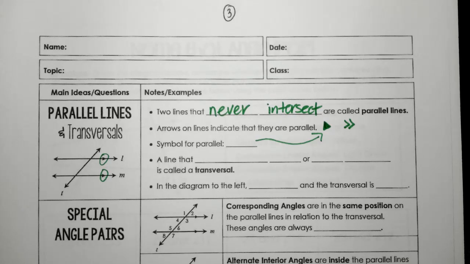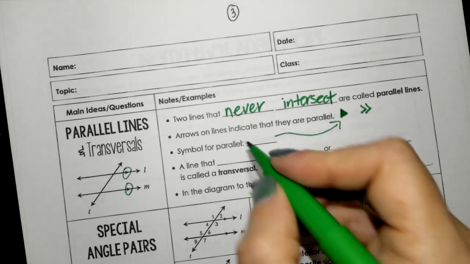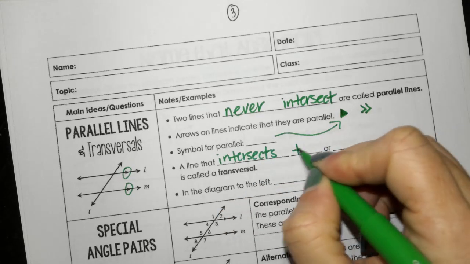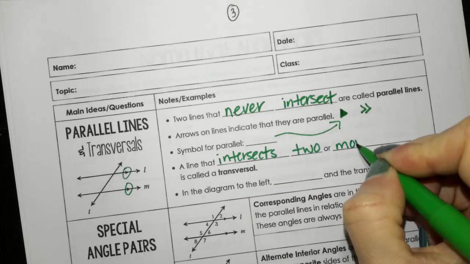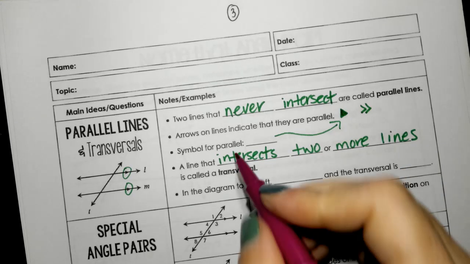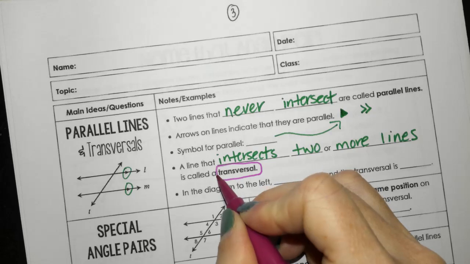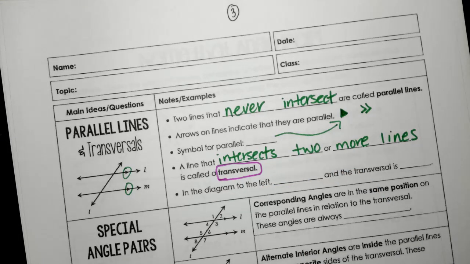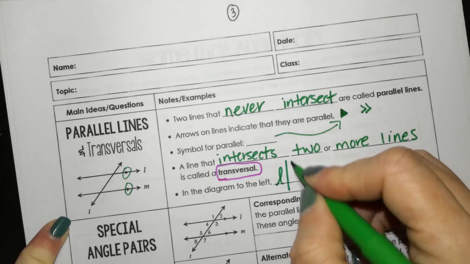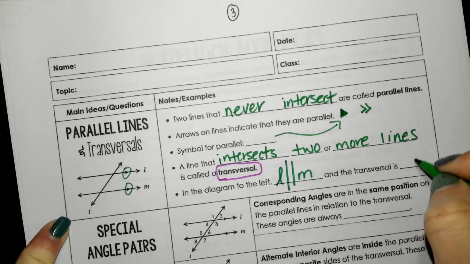So a line that intersects two or more lines is called a transversal. So I'll write that while you do. And this is our new big word for Unit 3, transversal. So a transversal is just a line that intersects two or more lines. So in this diagram over here to the left, L is parallel to M and the transversal is T.